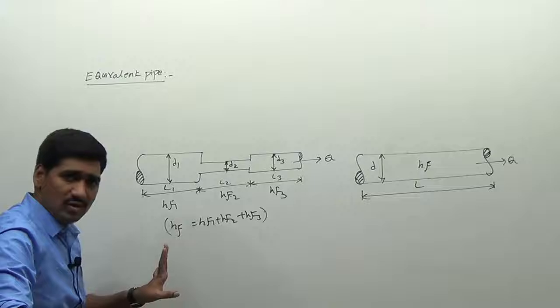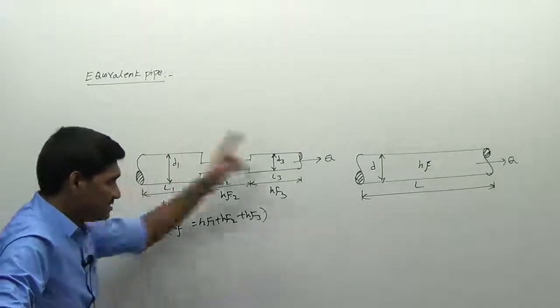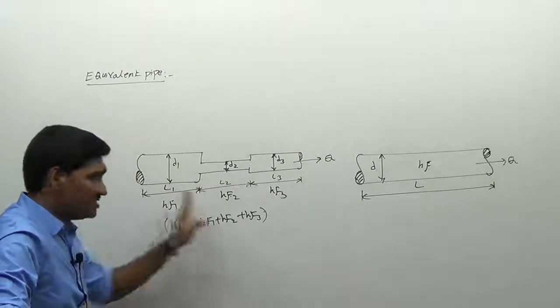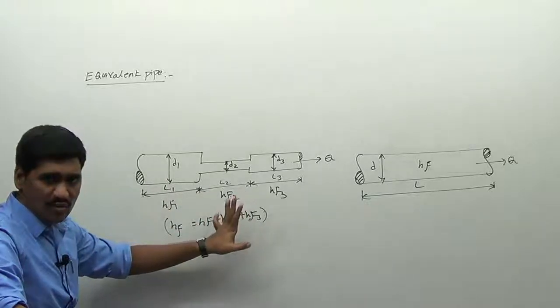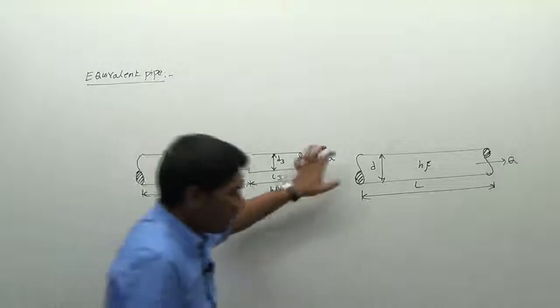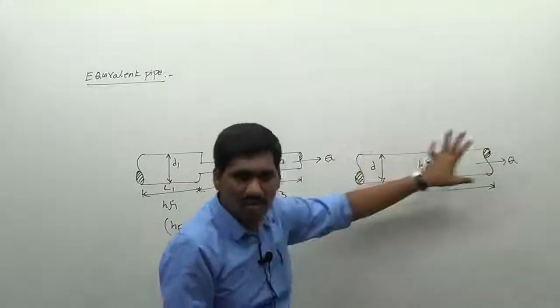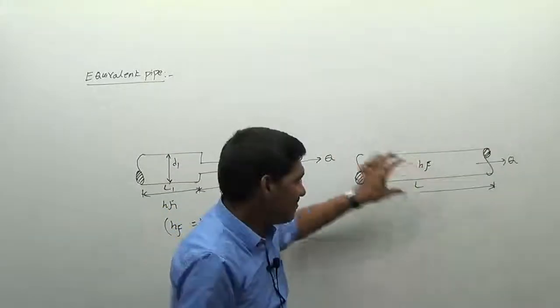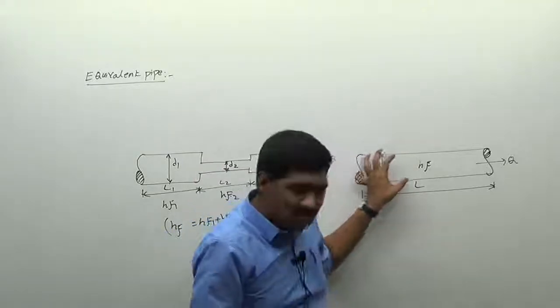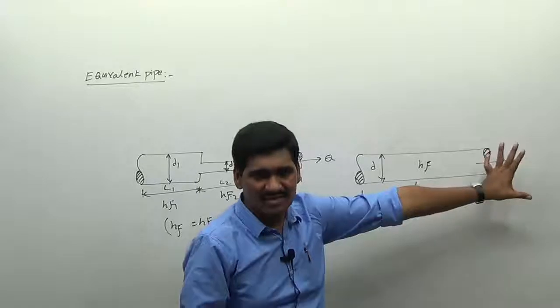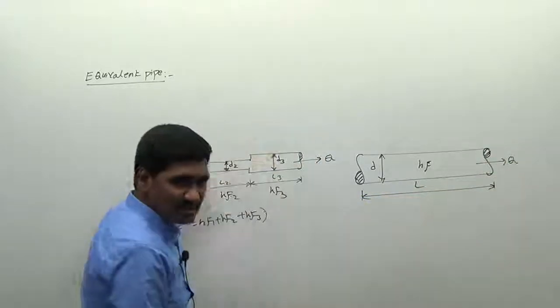Now, this is the pipe which is in series, having different diameters for different lengths here. Now, I want to manufacture a pipe having some diameter D, such that it should produce the same discharge as that of this pipe.